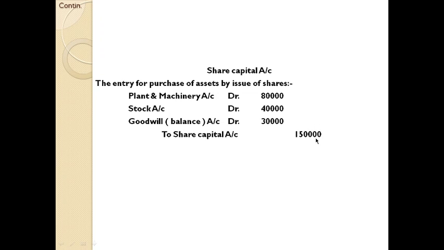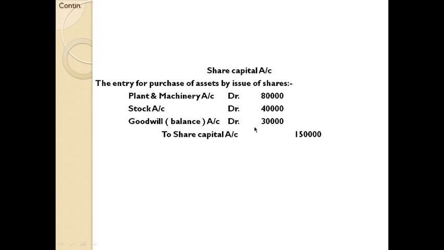See, the share capital was 1,50,000. The plant and machinery was 80,000, stock was 40,000. And at the beginning, I had mentioned that there is a difference of a certain amount. Whenever such a difference comes, it is considered as goodwill.